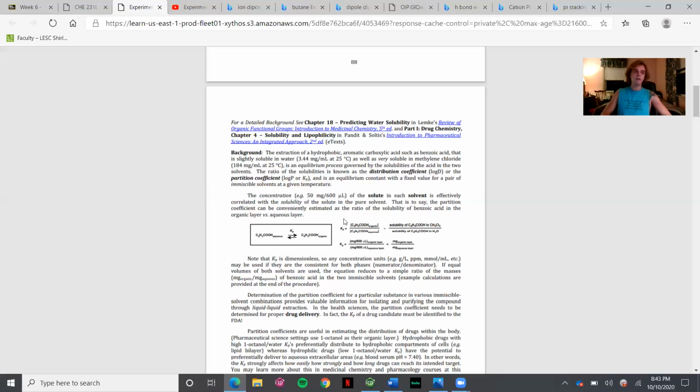So if we combine two immiscible solvents like water and methylene chloride, like for your lab, and we have something like sodium chloride, for example, and in your lab you use benzoic acid. But for this example, we just have water, methylene chloride, and salt. Methylene chloride is going to be on the bottom layer because it's more dense than water.